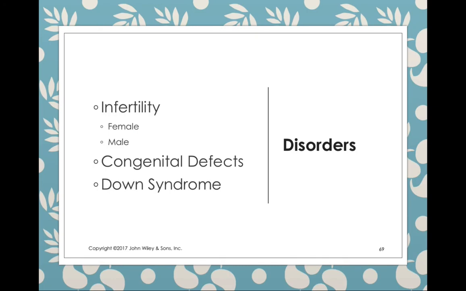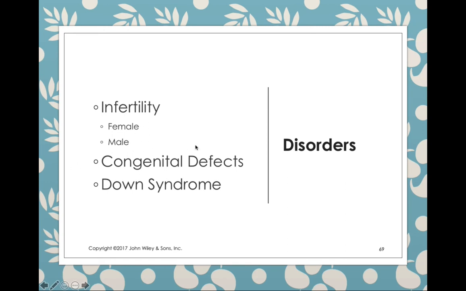A few disorders to finish us off are infertility as well as some congenital defects. Infertility in males and females was briefly discussed in the last chapter. This is an overall inability to reproduce. Fertility does decrease with age, and this happens differently in males and in females. Females will have a limited number of egg cells, so into the later years, reproduction will not be possible. Infertility in males can be seen through erectile dysfunction, as well as due to low sperm counts.